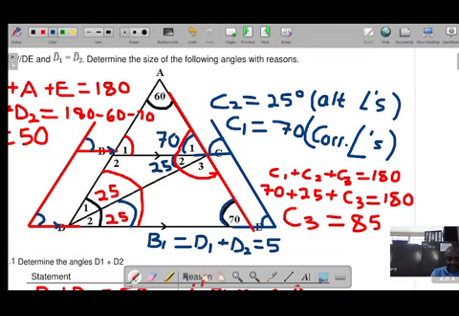Who can give us the reason? It is corresponding angles. Corresponding angles. I hope even Lope understands here.